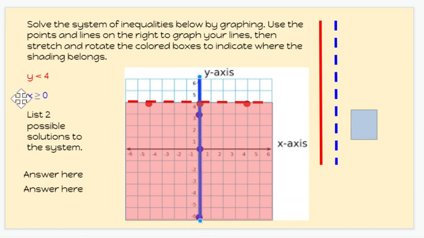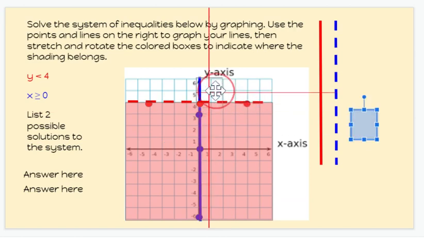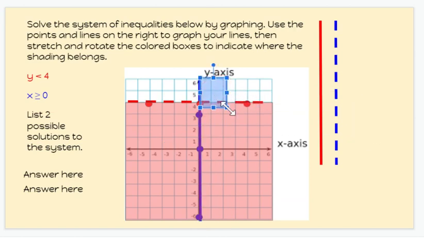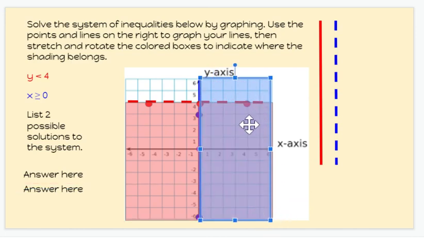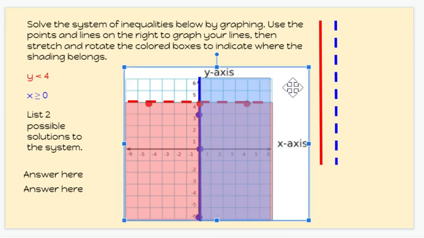What are some numbers that are greater than 0? Well, 1, 2, 3, 4, 5. Any of these numbers over here. The negatives are not greater than 0, so I don't want to include these. I only want to include the positive numbers. So I need to shade on the right-hand side. These are the numbers that are greater than 0. Okay, we are done with the shading.